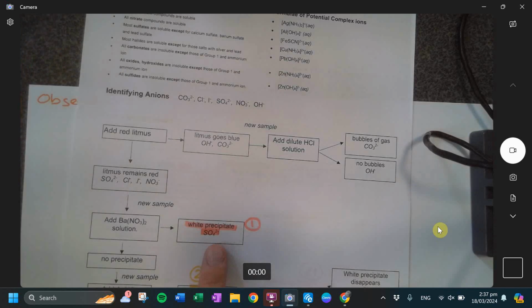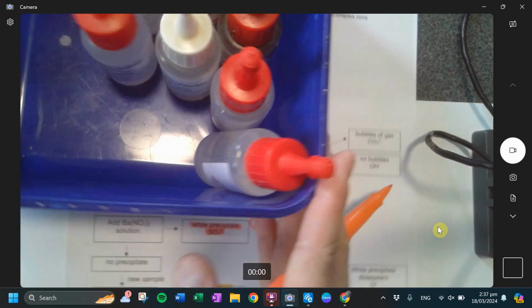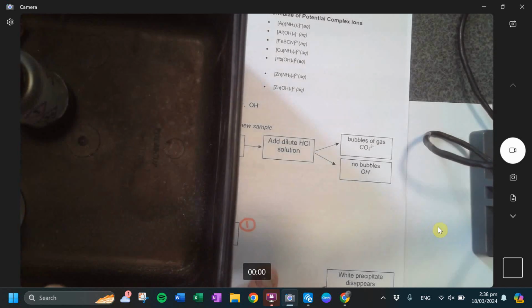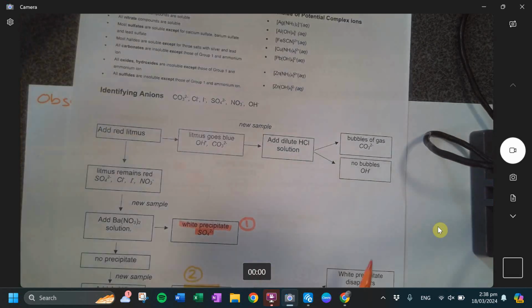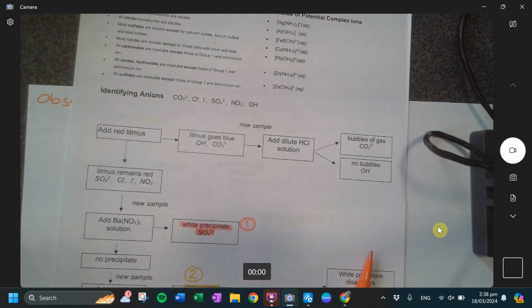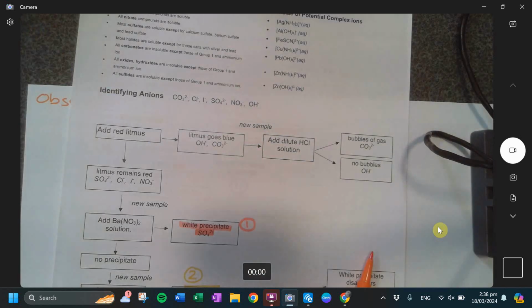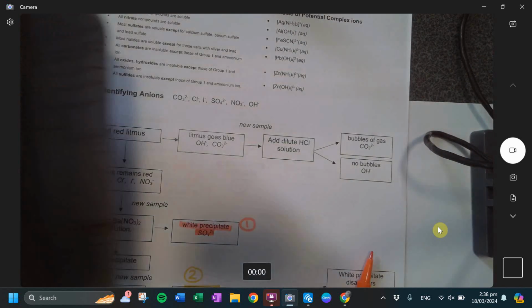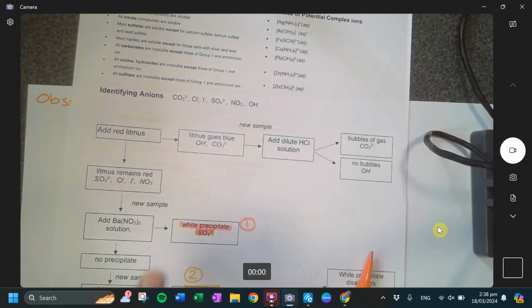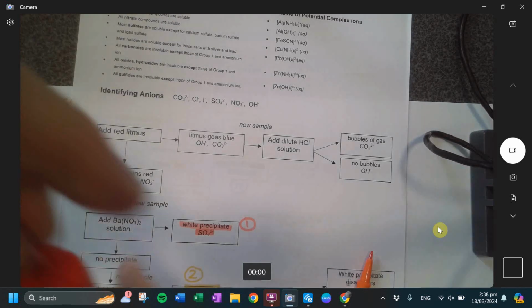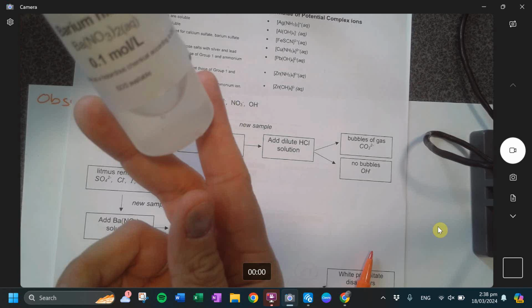Now I want to grab from my blue box. These are my things I'm trying to identify. And my black box is how I identify them. So from my blue box, I want to find sodium sulfate. So grab a sodium sulfate out. And from my black box, I want to grab the barium nitrate, which is this guy over here.